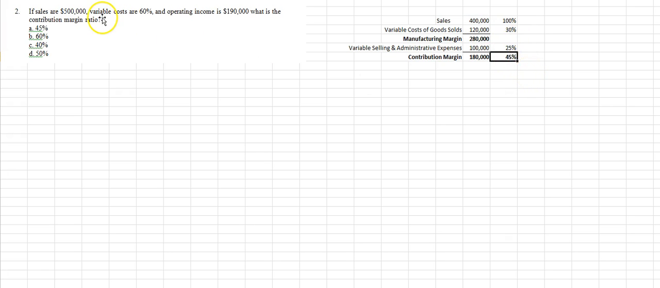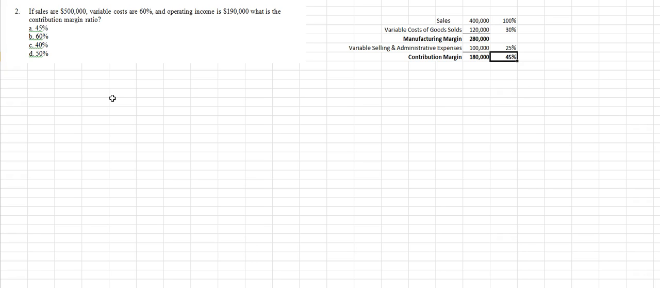Okay? So they're giving us here the total variable cost of 60%. So if total variable cost of sales is 60%, then what is the contribution margin ratio as it relates to sale? Well, 40%, the difference, right? So the answer in this case would be C, 40%.